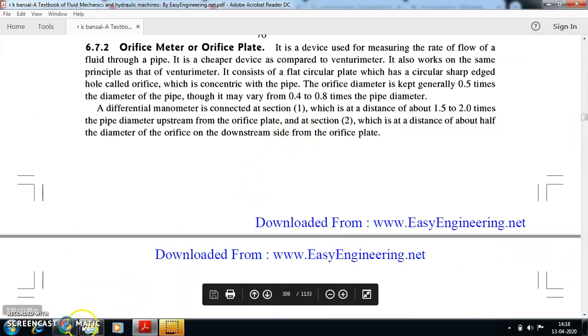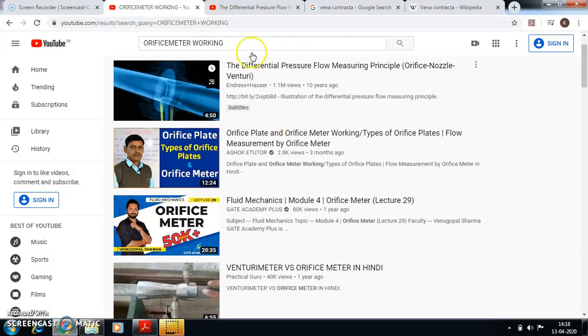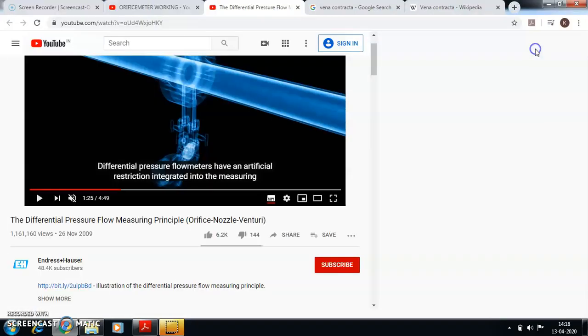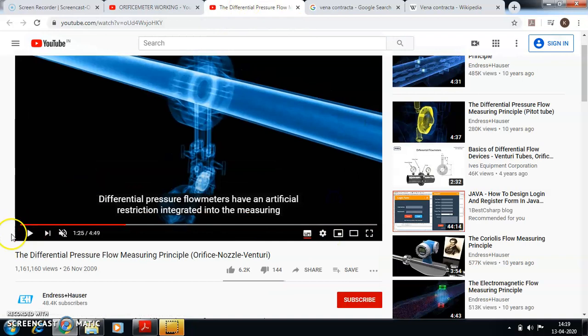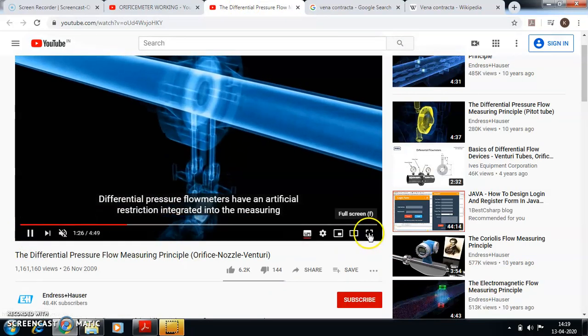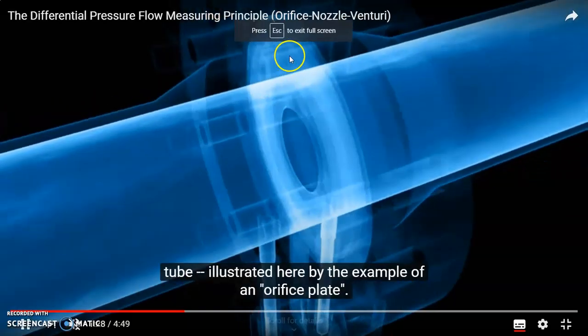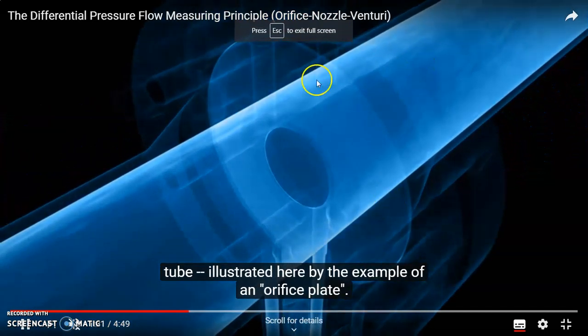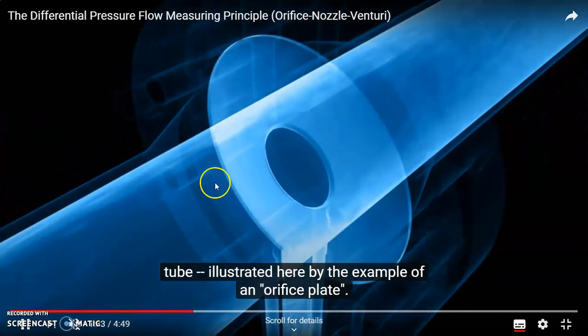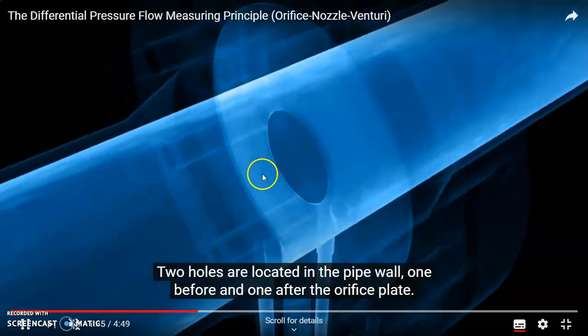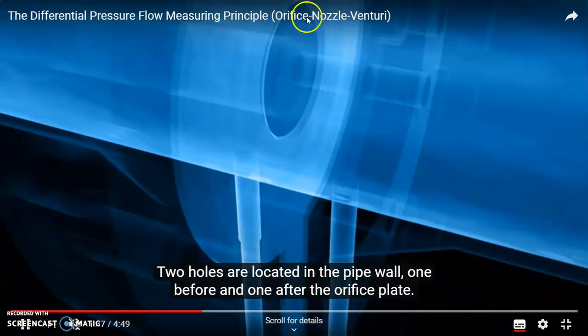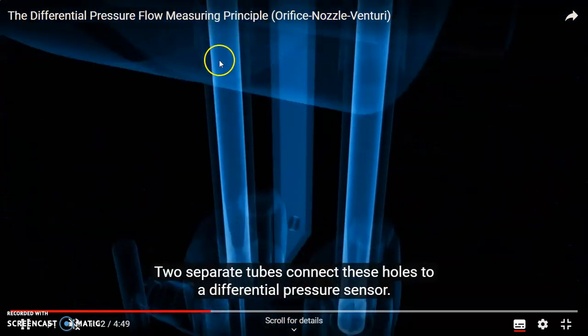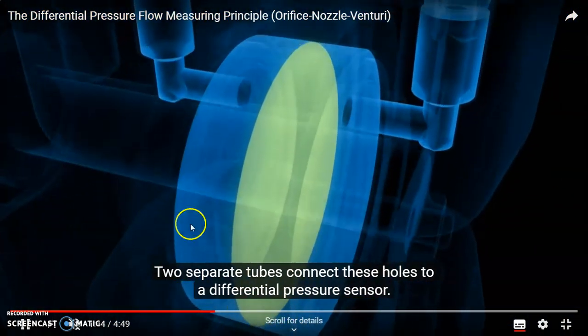If you want to see the working, this particular video will show you the orifice plate. You see here you have a circular plate, and you have a hole over here. This is your orifice, the circular, concentric hole. You have a section 1 and section 2, two different parts which are connected here.